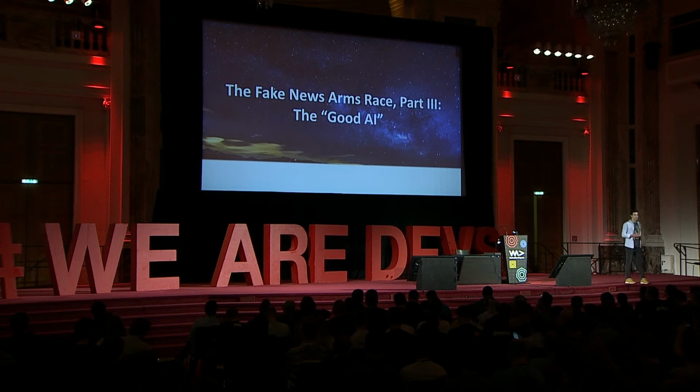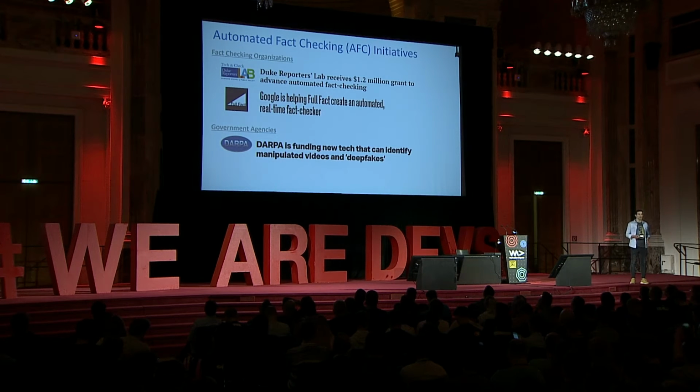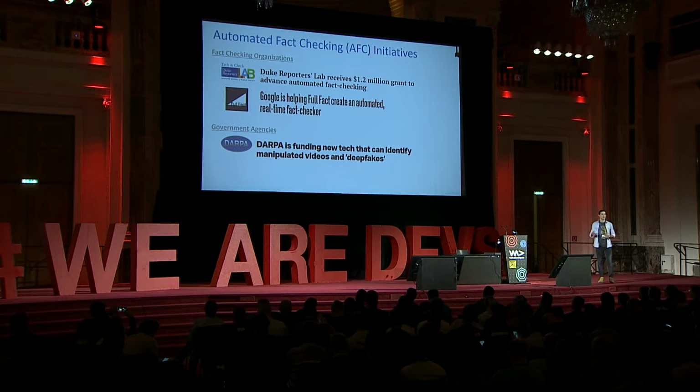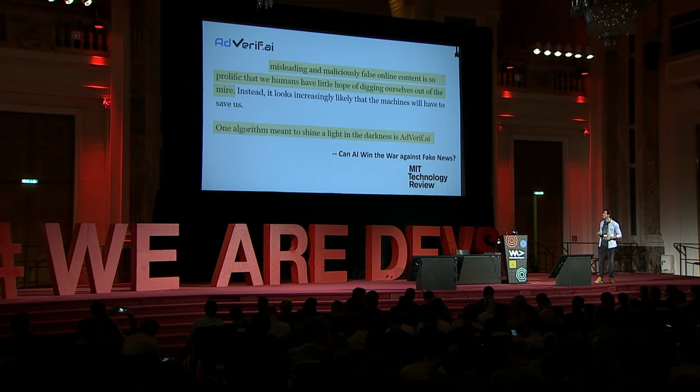And finally, if technology got us into this mess, maybe technology can also help to get us out of it. And this brings us to our chapter about good AI. So there are a few initiatives in the past few years that are trying to use technology to fight disinformation. There are initiatives by fact-checking organizations like Full Fact from the UK and Duke Reporters Lab in the US. There are initiatives by government agencies like DARPA. They are obviously involved. And there are also commercial initiatives like with AdVerif.ai.